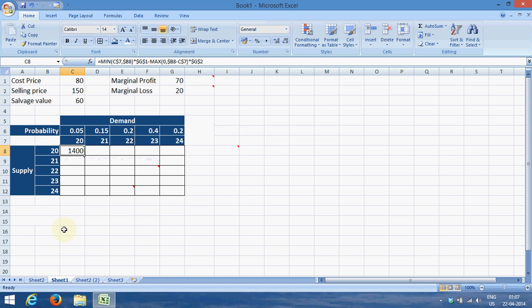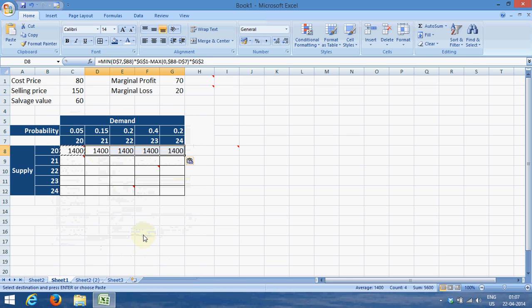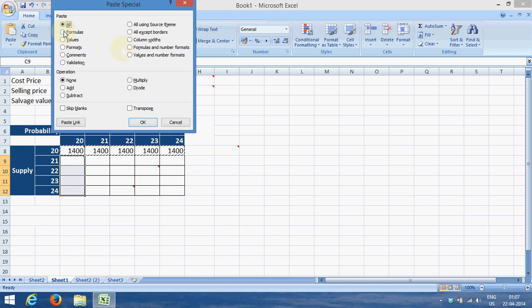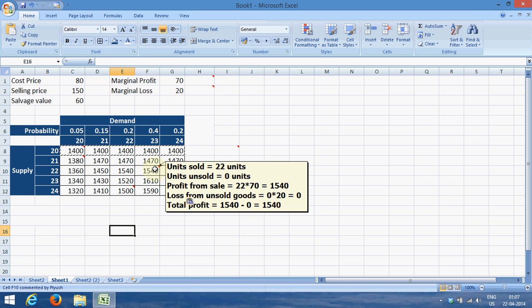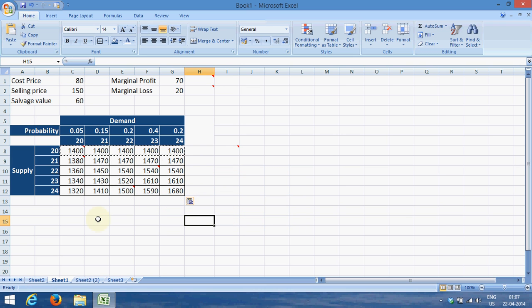So since I have it here, I copy it, Control C, select these cells here, paste special, and formulas. Alright, so we would gain 1400 only. I copy all these formulas here and paste special the formulas. Alright, so this gives me the values. Let's check. We said we would make $1,540 here, which is same, $1,500 here. So these give us various values of total profits we would make in different supply and demand situations.